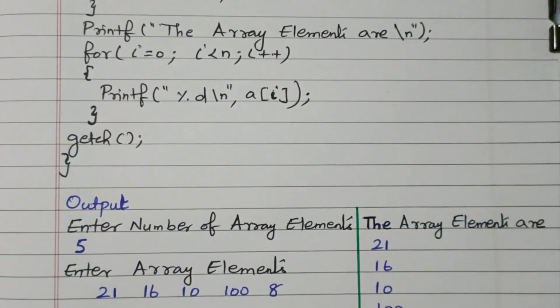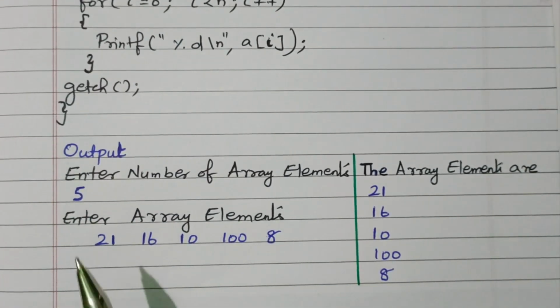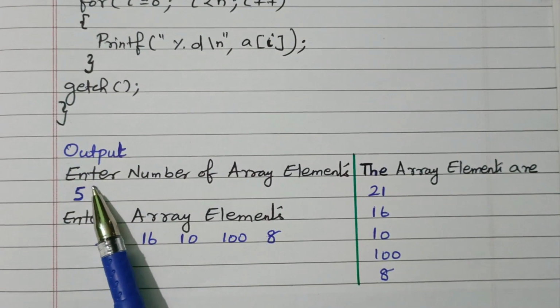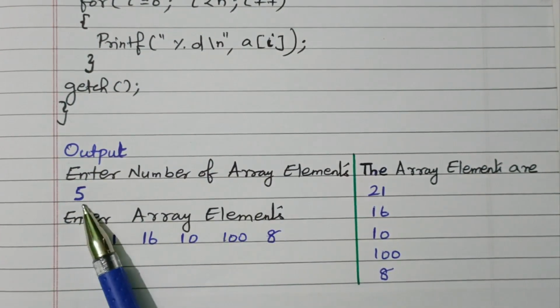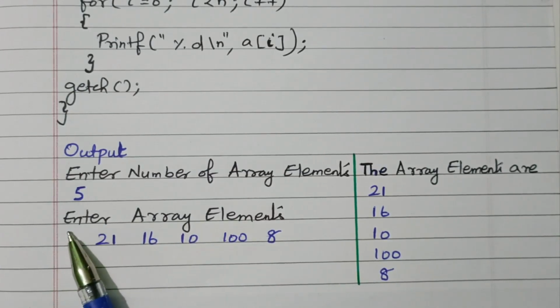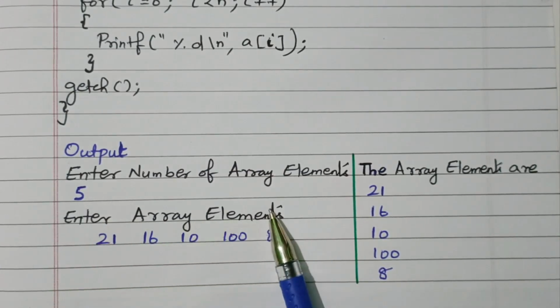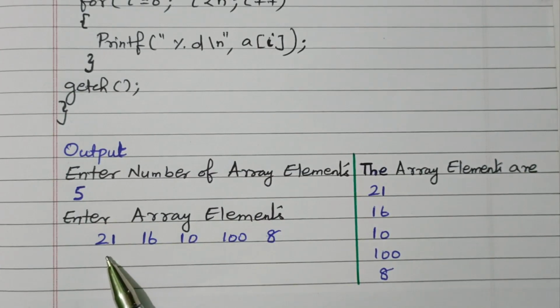Now we'll see the output of this program. So what is the output? First we ask to enter the number of array elements. We asked the user, so the user enters 5. After that we ask the user to enter the array elements.